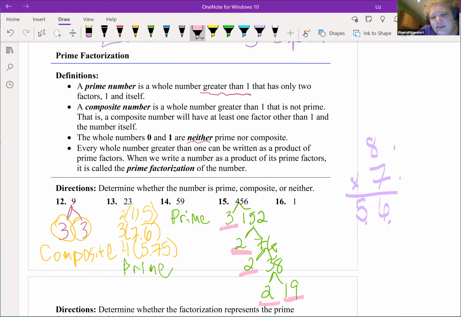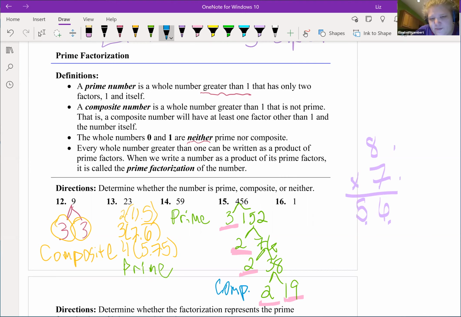So that is our prime factorization. 456 is the same as 3 times 2 times 2 times 2 times 19. Usually we put the numbers smallest to biggest, so we'd usually say 2 times 2 times 2 times 3 times 19. Really doesn't matter. But again, definitely composite.